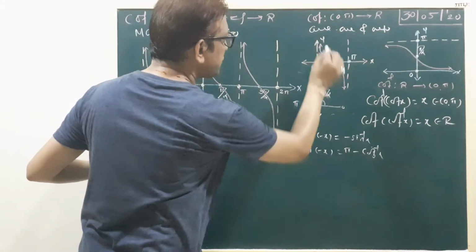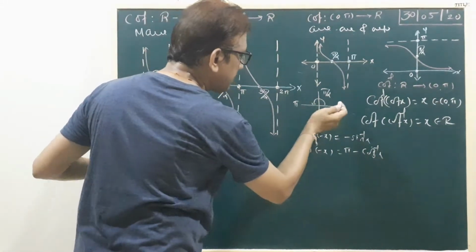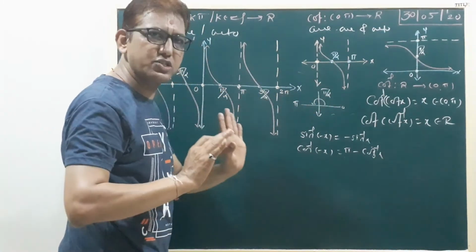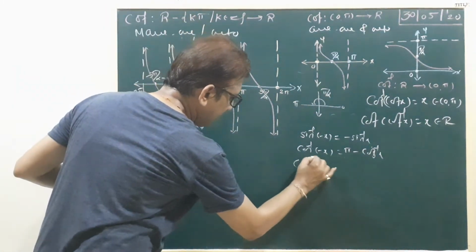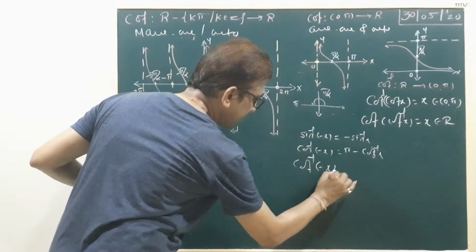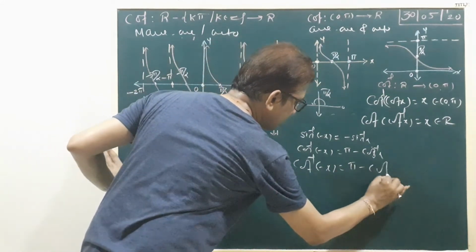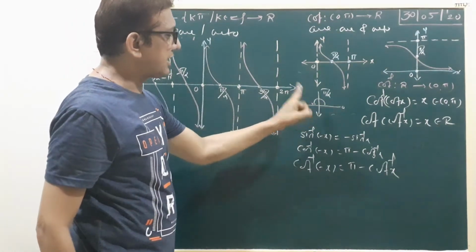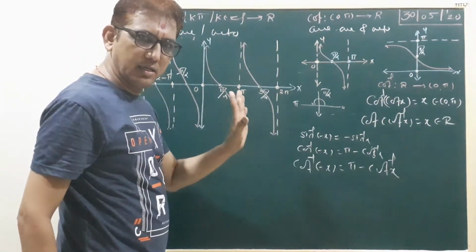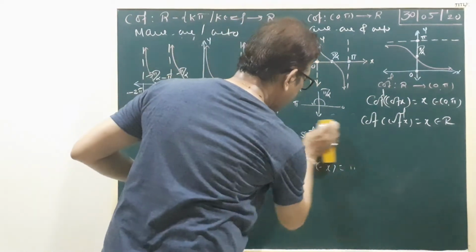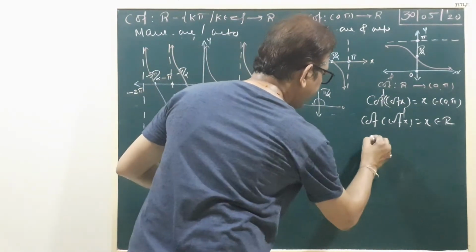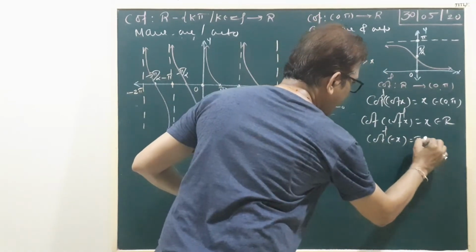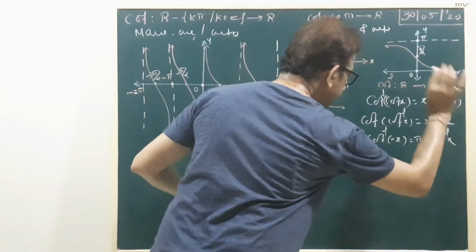Here, because the interval is 0 to pi, we try to convert the value into the first quadrant. So if we have cot inverse of minus x, we write pi minus cot inverse x, because we are in the first and second quadrant. Is that clear? So our third formula is cot inverse of minus x equals pi minus cot inverse x.